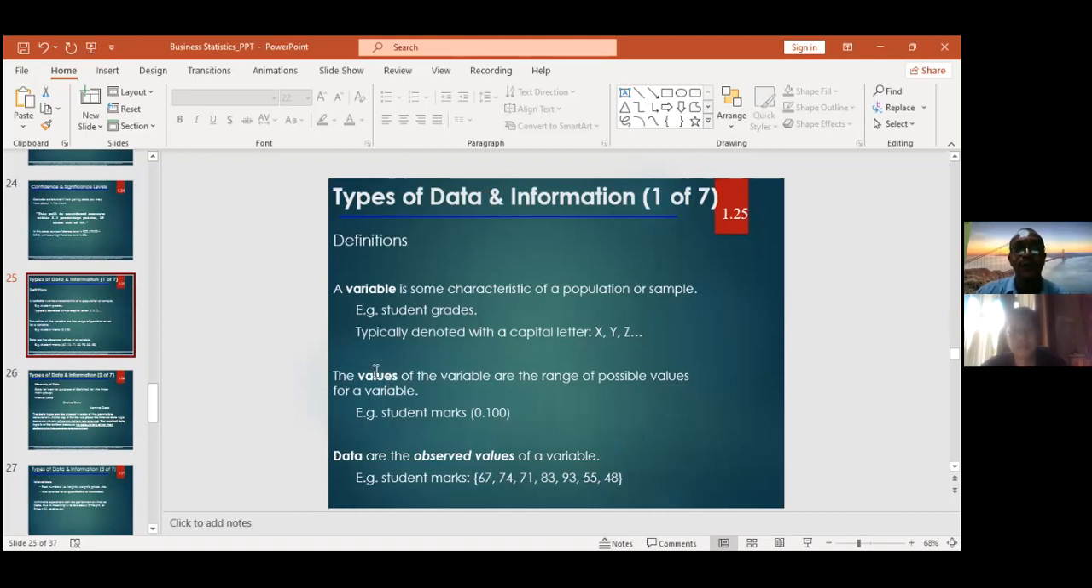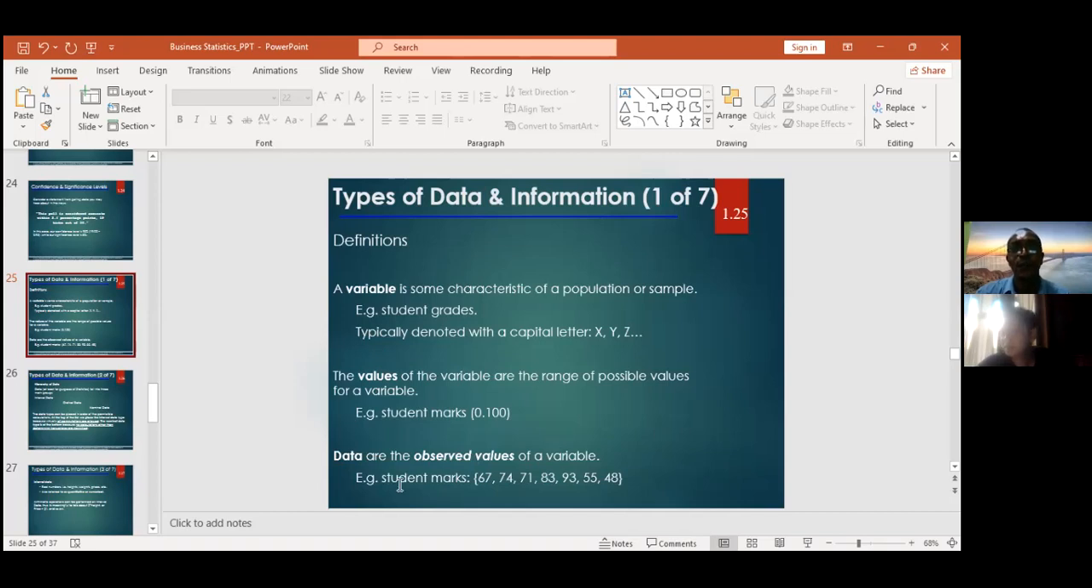Now, the values of the variable are the range of possible values for the variable. So the variables will be assigned values. Now, let's look at the data. Data are the observed values of a variable. So you can see that variables and values put together make up data. So to understand data, you need to understand variables as well as values. Combined together, they make up the data.